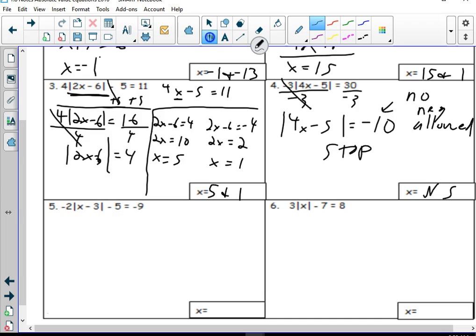I can't tell you how many times I see kids go, 4x minus 5 equals negative 10, 4x minus 5 equals positive 10. Nope, nope, nope, nope, nope. Don't do it. Go home. You're done.